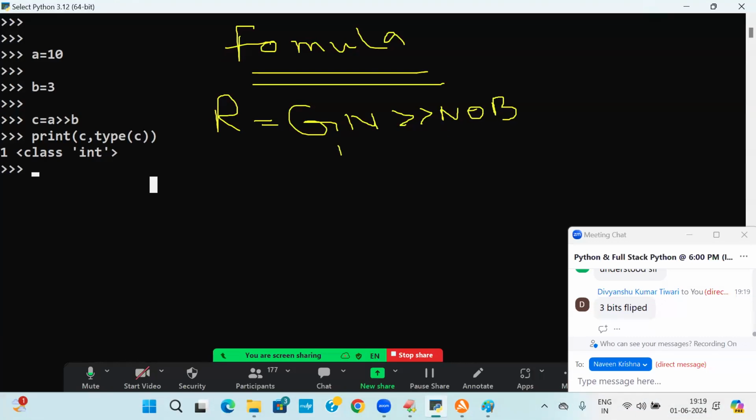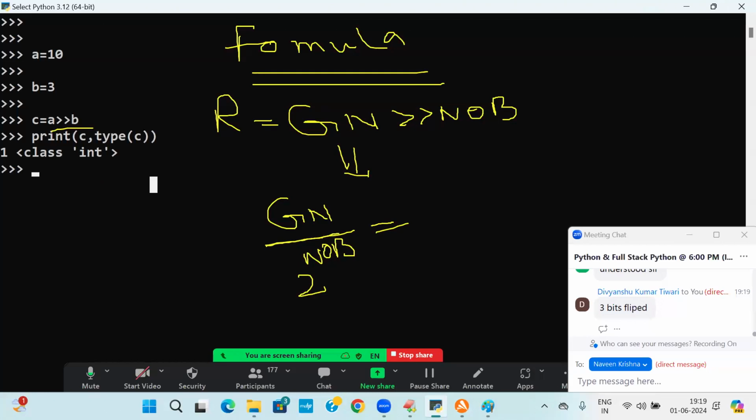Number of bits. The formula is the given number divided by 2 to the power of number of bits. 2 to the power of number of bits. What is the given number? You take it. What is the given number?